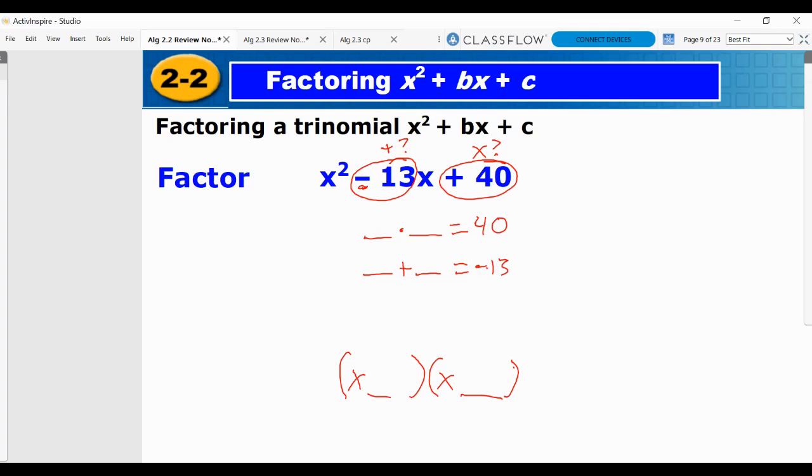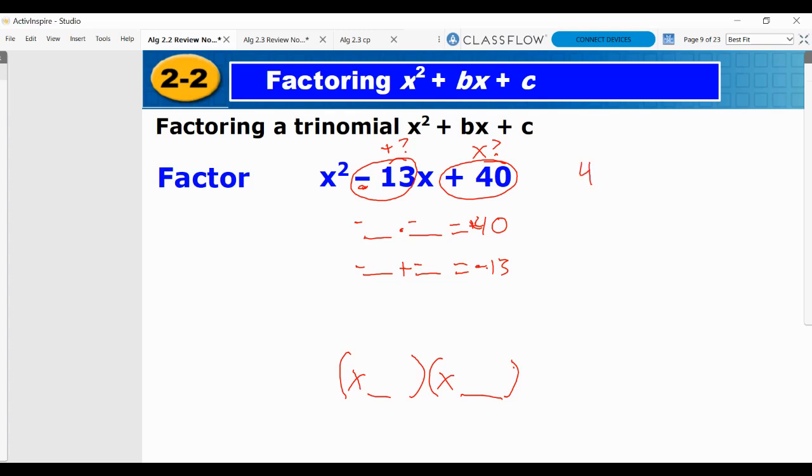Okay, the only way to make that happen is for both of these numbers to be negative numbers. Because if you think about it, a negative times a negative will make a positive answer, and a negative plus a negative will make a negative answer. So our two numbers are going to have to be negative numbers.